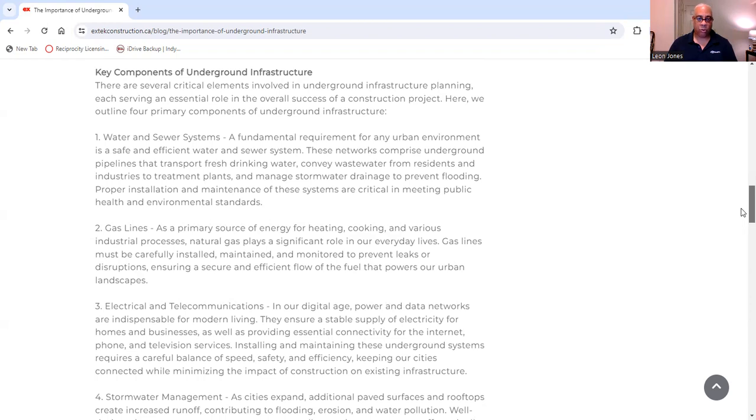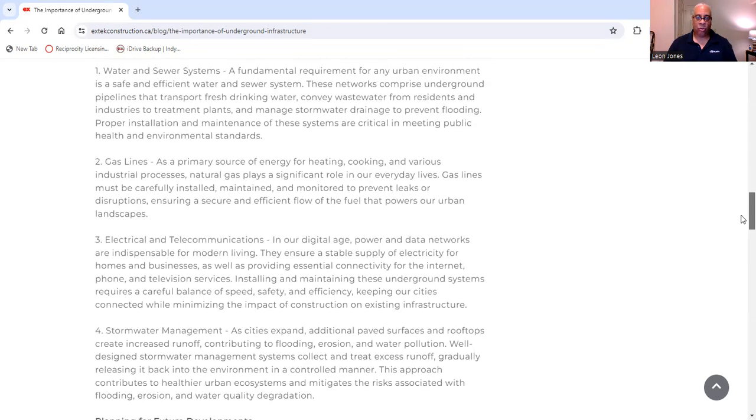Next, we get into electrical and telecommunications. So in our digital age, power and data networks are indispensable for modern living. They ensure a stable supply of electricity for homes and businesses, as well as providing essential connectivity for the internet, phone, and television services. Installing and maintaining these underground systems require a careful balance of speed, safety, and efficiency, keeping our cities connected while minimizing the impact during construction on existing infrastructure.